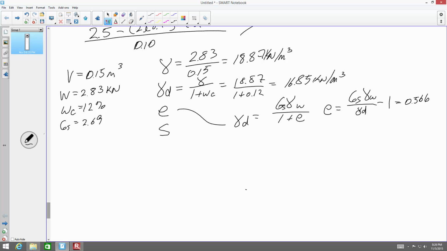And S, we've already used that one already, right? S is equal to what? Moisture content G sub S over E times 100. Plug into that, you get 57.03%.